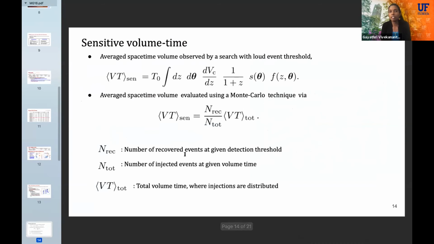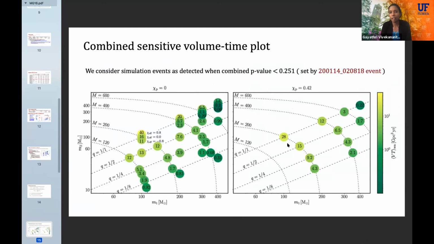Before that, we estimate the sensitive volume time, how far we can see those systems in a given volume time, based on the loudest event threshold that is placed by the noise event. Based on that we can compute the sensitive volume time. And that is the estimation that we have shown in this plot. This is for all the 48 binaries of the IMBH binary systems we have considered for this study, and this is for the non-precessing systems, and this is for the precessing systems.